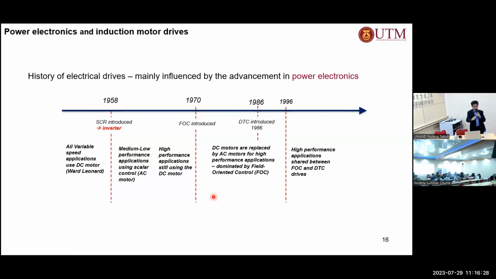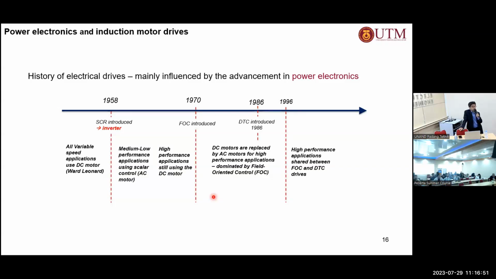And then after that, we can see nowadays that the high performance applications are shared between FOC and DTC, and a lot of DC motor drives which were used before have been replaced with these AC motor controls, okay, which have the advantages of robustness, being cheaper, easier, and not requiring maintenance.